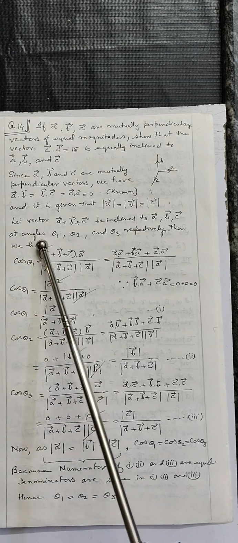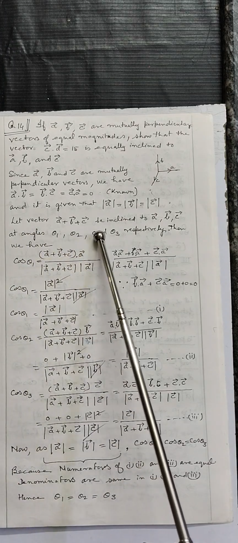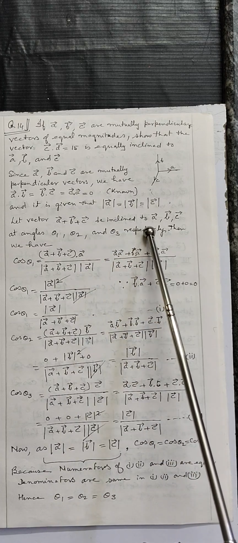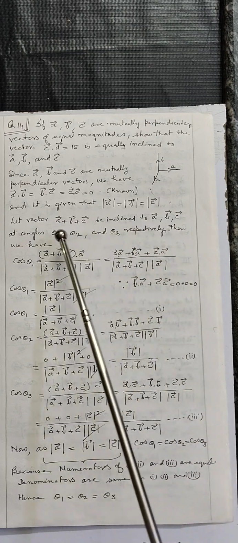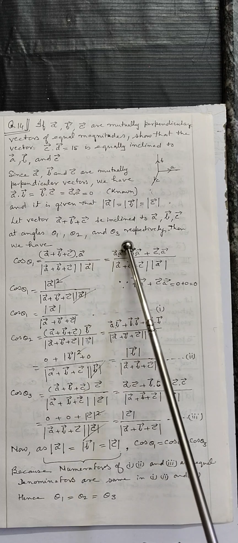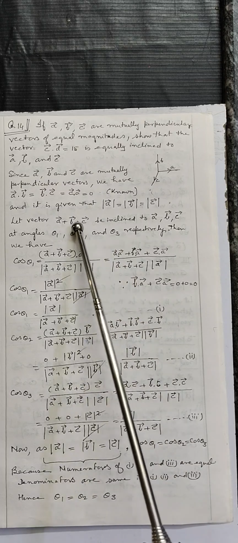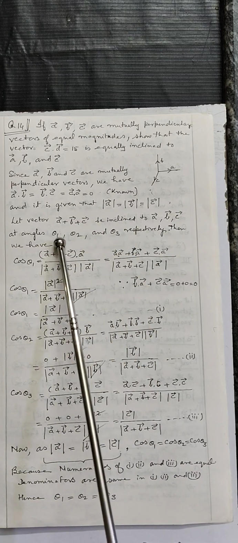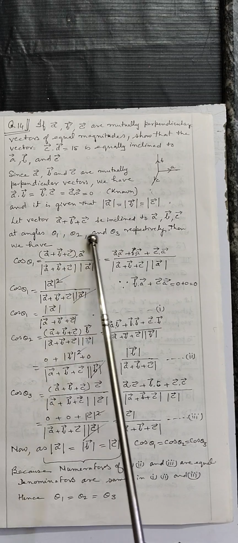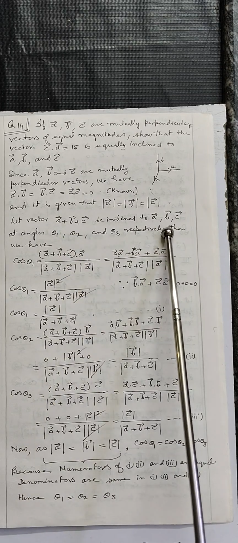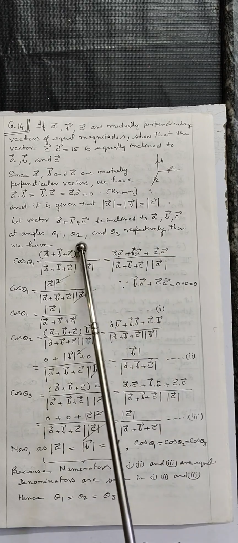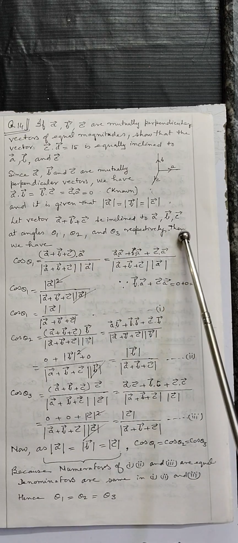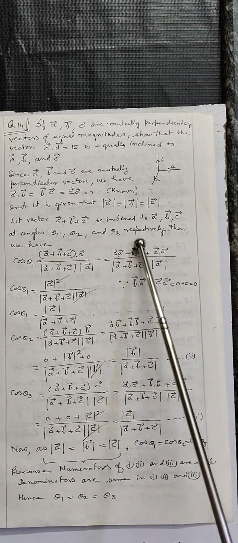Let the vectors A plus B plus C be inclined to vector A, vector B, vector C at an angle theta 1, theta 2, theta 3 respectively. Summation of the vectors inclined to vector A is theta 1. Summation of these three vectors inclined to vector B is theta 2, or summation of these three vectors inclined to the vector C is theta 3 respectively.